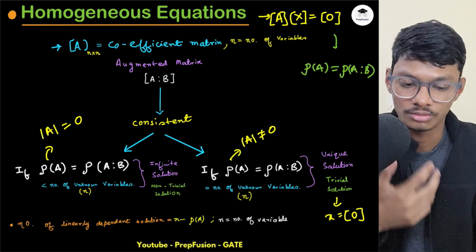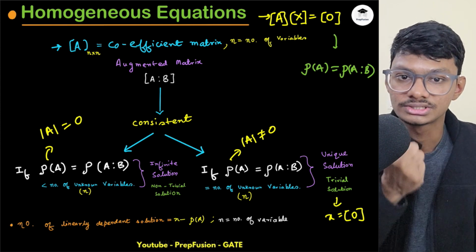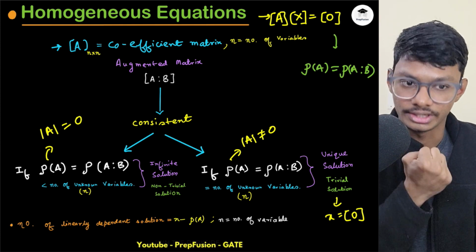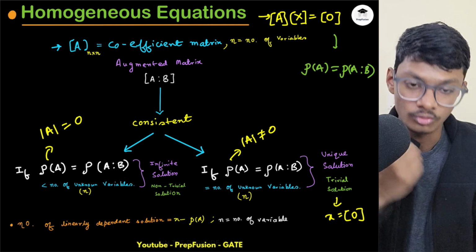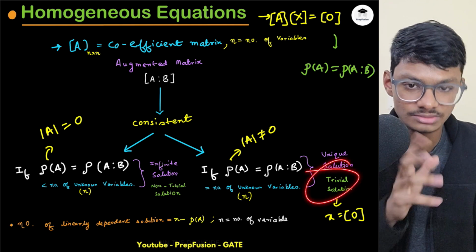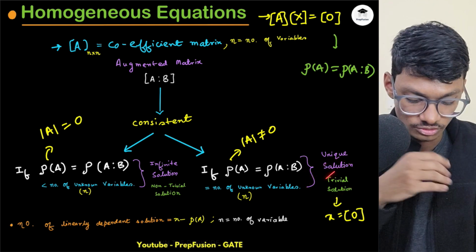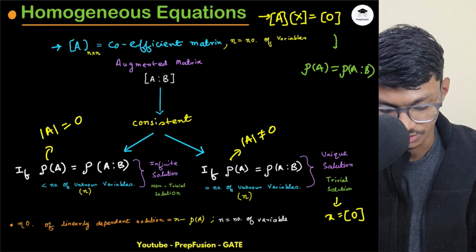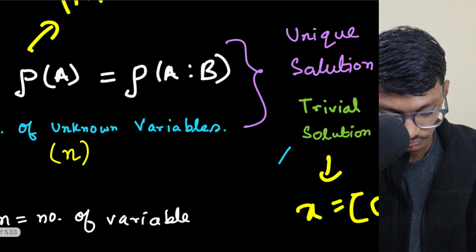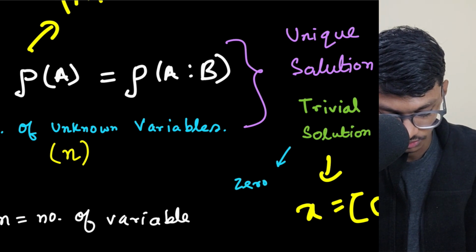I'm just talking about the name, how you can remember the names. Sometimes students get confused with the names. That's why it is very important to take the analogy of the names. How did the names come up? So here trivial means boring, only zero solution. This is also called the zero solution.